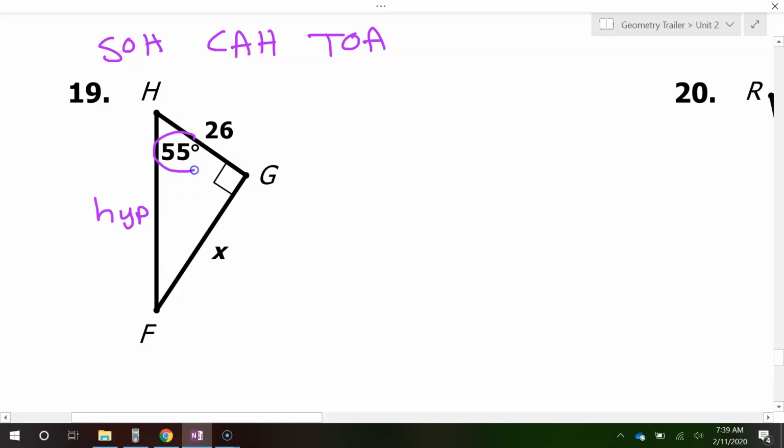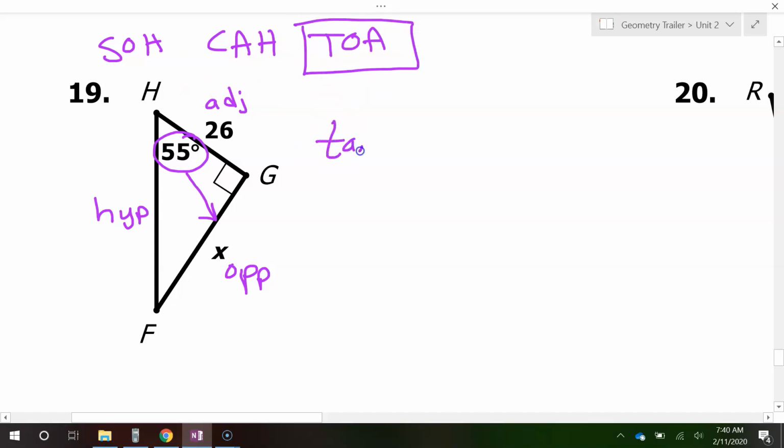Now, circle the angle that we're given and draw an arrow going away from it. This will tell you the opposite side. The other side is going to be the adjacent side. But which two sides are we actually dealing with? We have this 26 and the x. That's opposite and adjacent. Which trig function involves opposite and adjacent? Well, that's the tangent function.